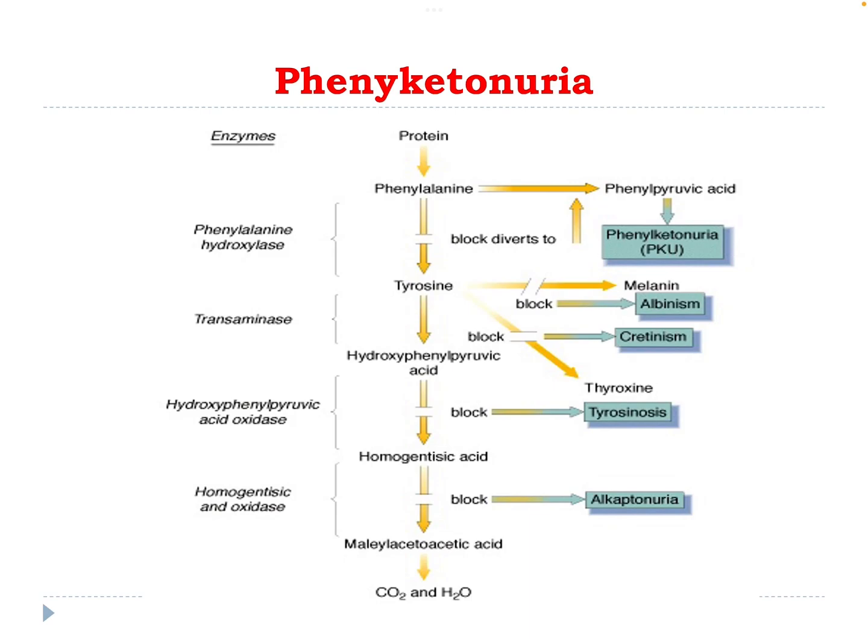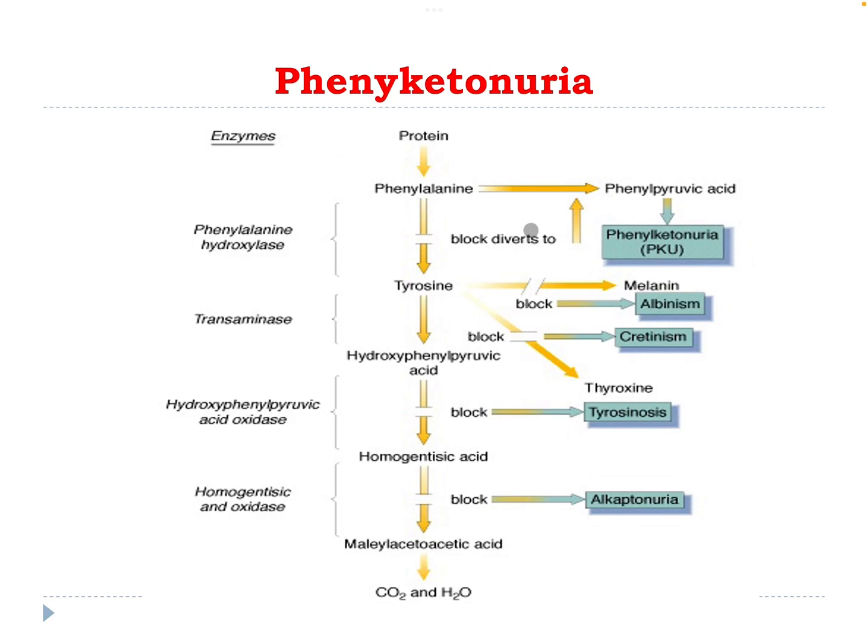Another example is phenylketonuria. Phenylketonuria is caused by a defect in the phenylalanine hydroxylase enzyme. So the gene responsible for that is mutated. What happens is there can be downstream problems with the metabolism of phenylalanine. So the patient or individual can have cretinism, albinism, and tyrosinosis.